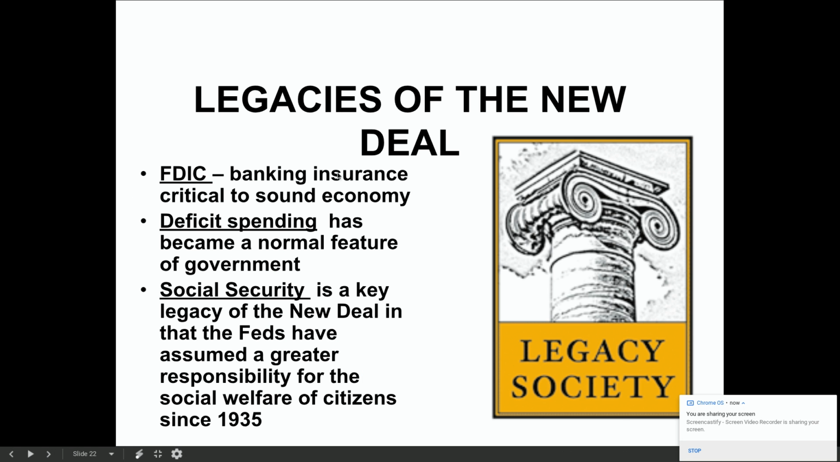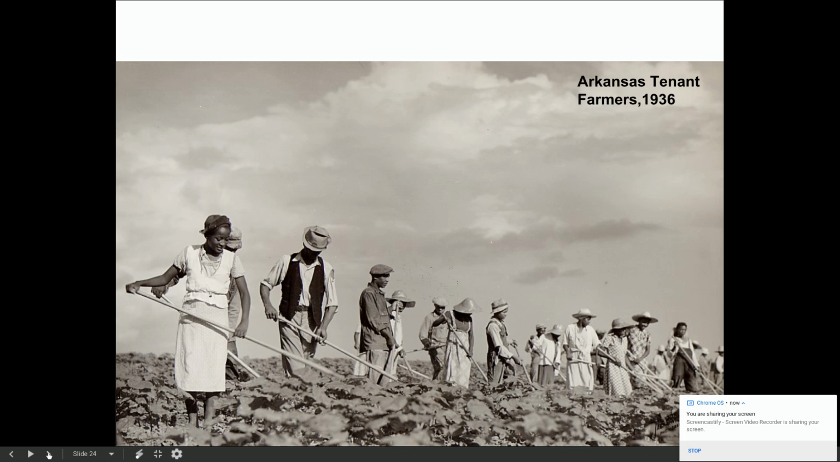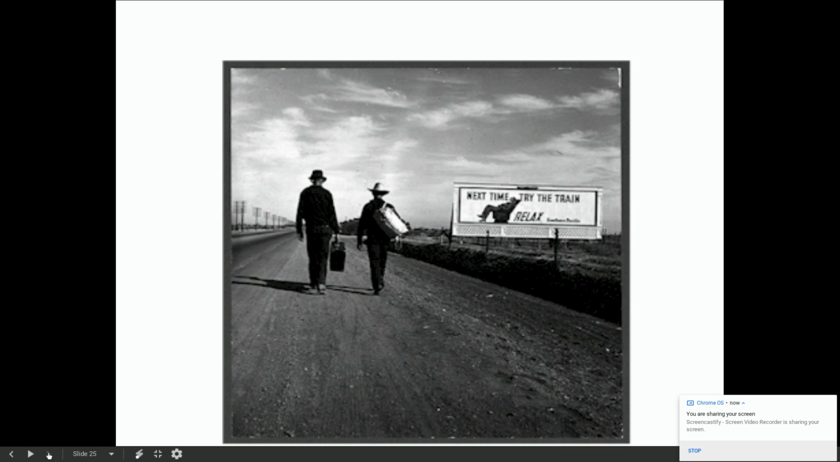Some of the legacies of the New Deal programs that are still around, the FDIC, still there. Deficit spending is something a lot of presidents have done, spending more money than we have. And Social Security is still around today, debated today, but still a program that everyone pays into through each check that they have. Some images from the New Deal, workers, more workers, right? Just images from the Depression here.